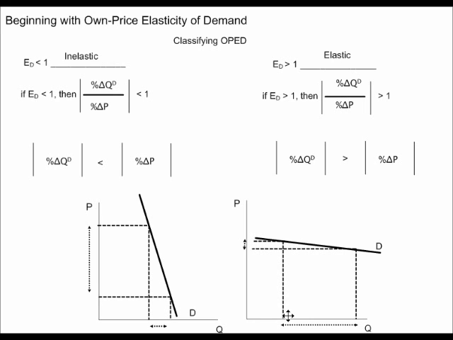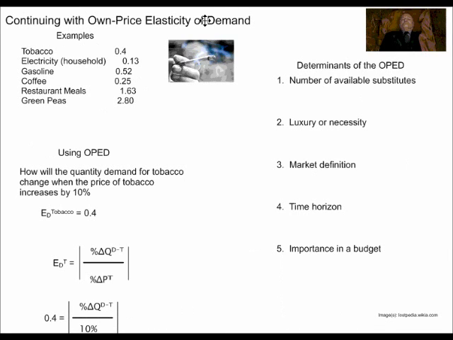Can you think of a good where, geez, if the price goes up just a smidge, a whole bunch of customers flee the market and probably go and spend their money on something else? Or similarly, can you think of something that, geez, if it just goes down by a very small amount, suddenly a whole bunch of people jump on board and want to buy that good instead of something else? Those are our elastic goods. We can go through a couple of examples. We've got things like tobacco and electricity. Those are inelastic goods. And restaurant meals, green peas, those are things that are elastic, right?